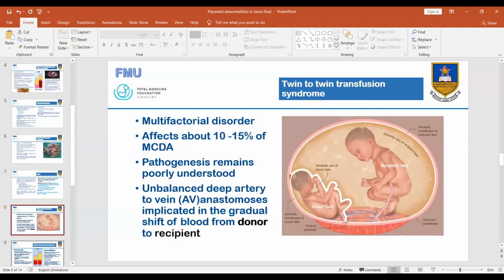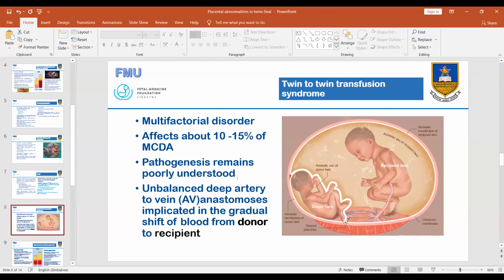Okay, I'll move on to twin-to-twin transfusion syndrome. Of course, it's a multifactorial disorder affecting about 15% of monochorionic diamniotic pregnancies. The pathogenesis remains poorly understood, but it is mainly attributed to anastomosis between blood vessels from the donor twin and that of the recipient twin.